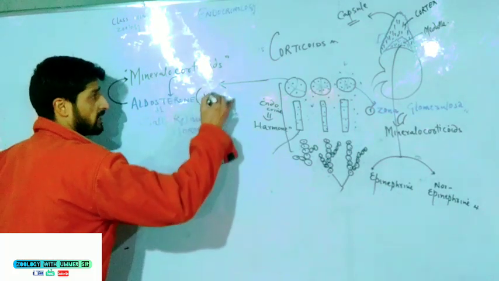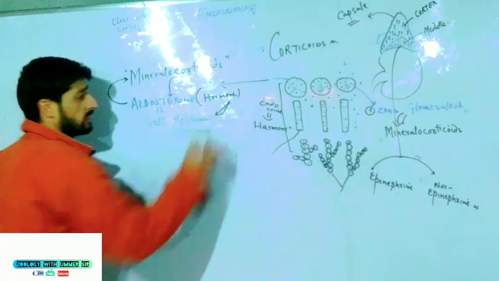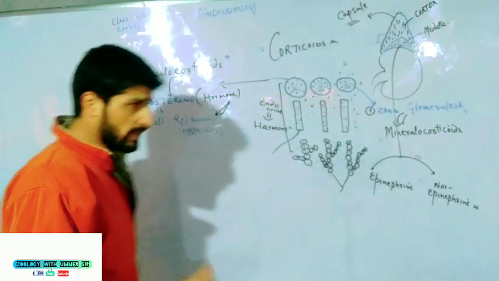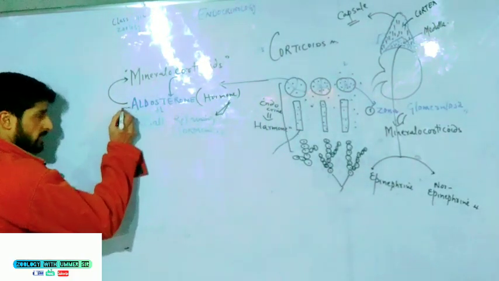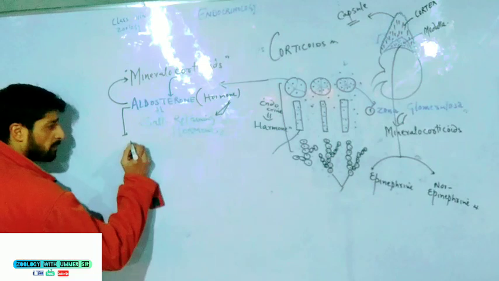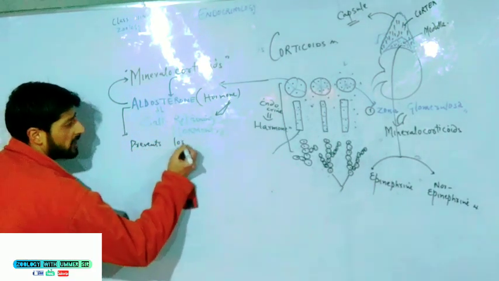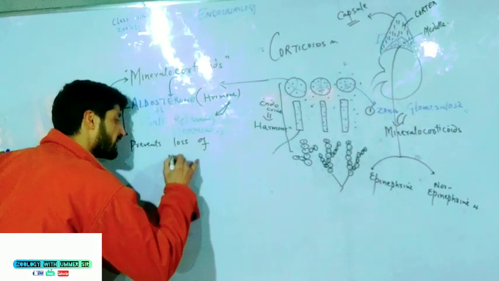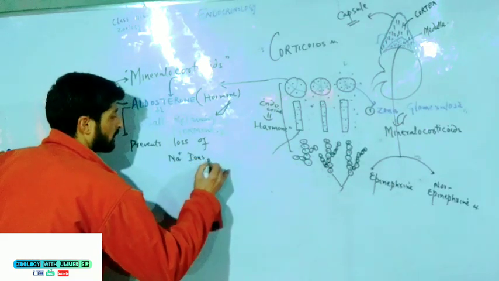Aldosterone is actually a hormone which is also known as the salt retaining hormone. What actually is the main role of this hormone? This aldosterone hormone prevents loss of sodium ions from my body.